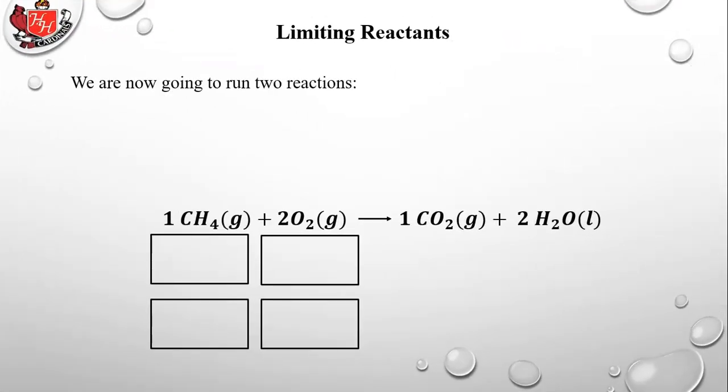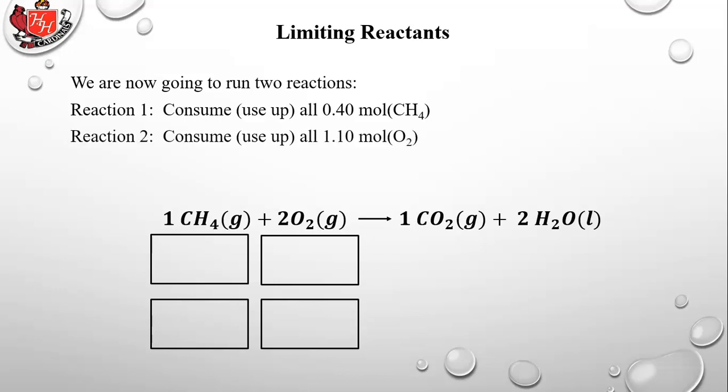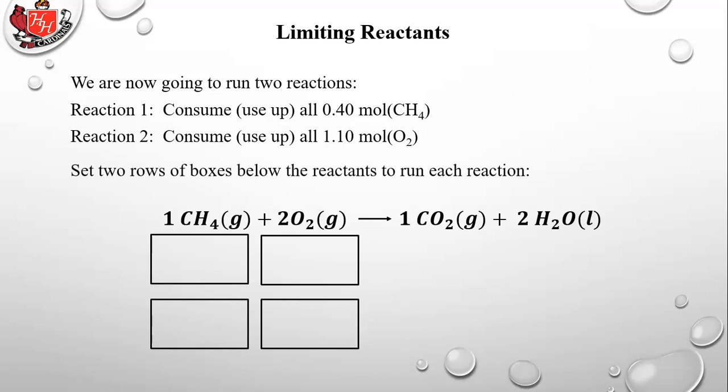Now we're going to run the two reactions. Reaction 1 uses up all 0.4 moles of CH4. Reaction 2 uses up all 1.1 moles of O2. Set two rows of boxes below the reactants to run each reaction. So the top row is going to be where we use all of the CH4. The bottom row is going to be where we use all of the O2.